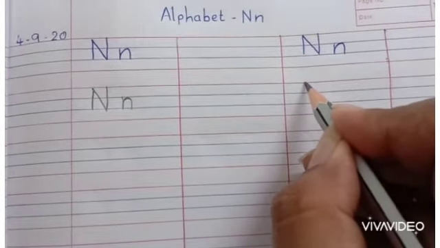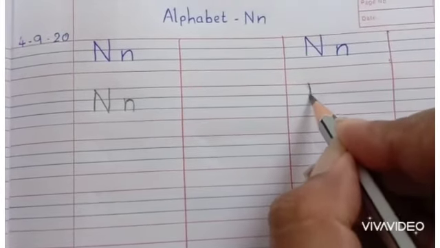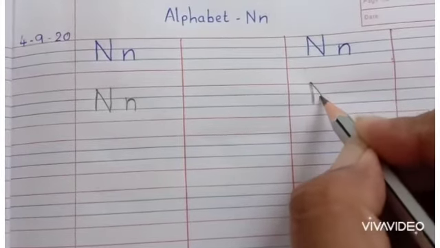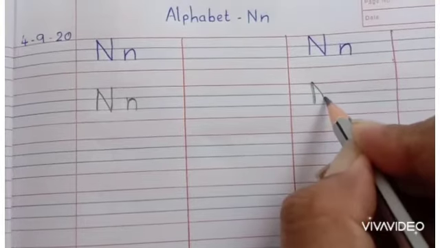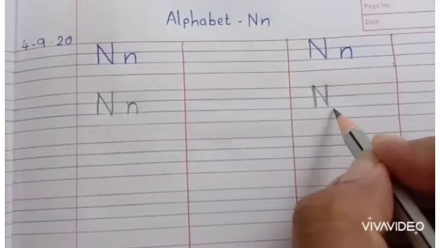From first red line to second blue line, make a standing line. Go up again on it. Now make a slanting line till second blue line. Then go up standing till first red line, capital N.